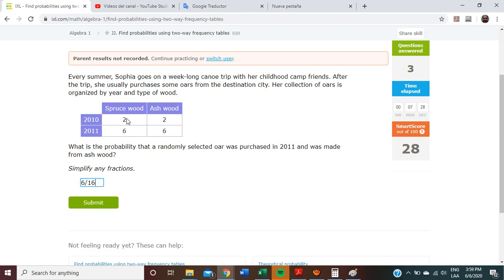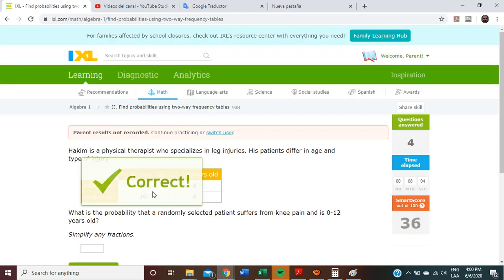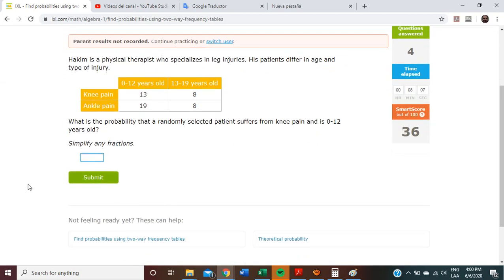Okay, before submitting this, you have to make sure to read this part. It says simplify any fractions. If you don't simplify any fractions, IXL is going to give you a wrong answer. So if we simplify this, it is going to be 3 out of 8, because if we divide 6 divided by 2 equals 3, and 16 divided by 2 equals 8. So make sure you simplify your answer and you're going to get a correct answer. Okay, the next one.